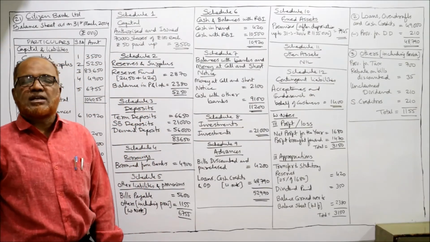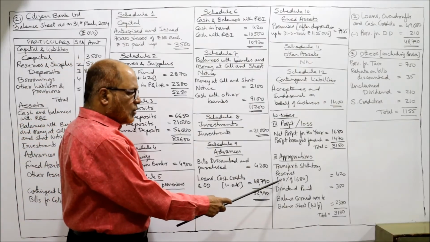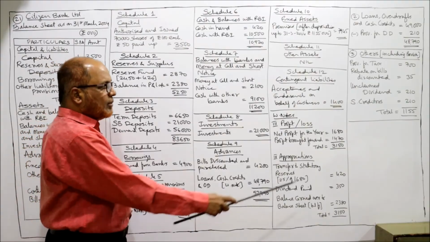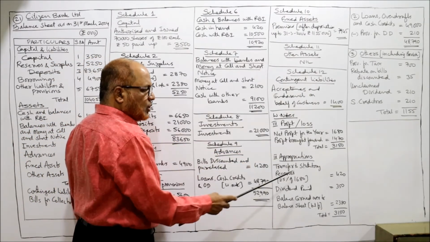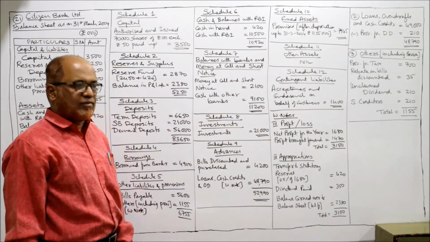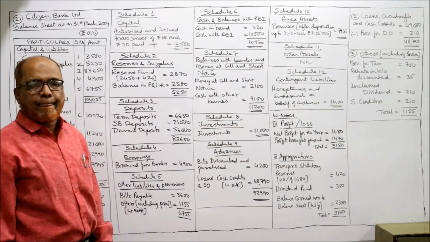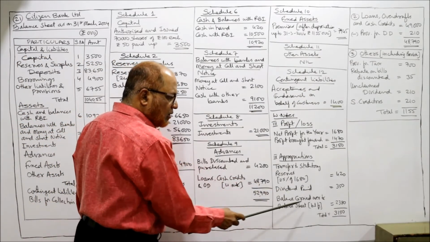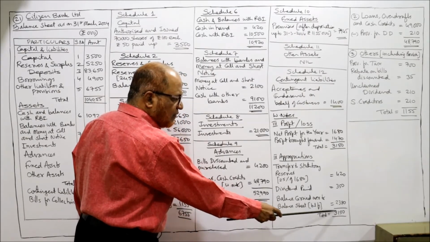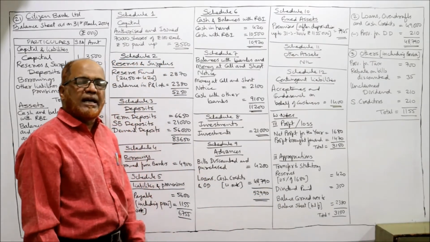Now from this 3150 we have to make the appropriations. What appropriation? 25% of current year's profit should be transferred to statutory reserve. So how much is current year's profit? 1680. So 25% of 1680 comes to 420. Transfer to statutory reserve 420. Dividend paid is given in the problem, 350. Now balance carried over to balance sheet: 3150 minus 420 minus 350. The balancing figure is 2380.